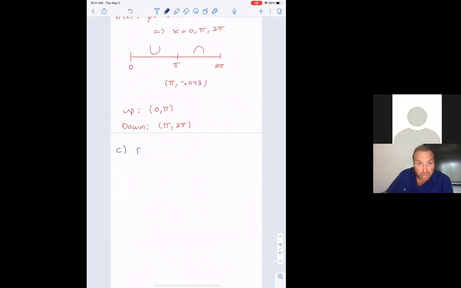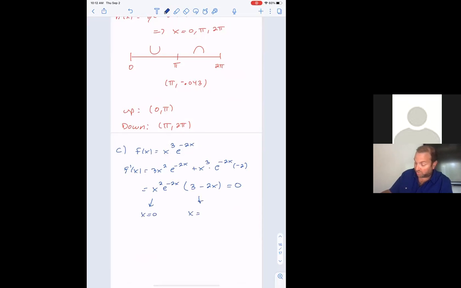So here we have f of x is equal to x cubed e to the negative 2x. So first thing we do, f prime of x, derivative of the first, 3x squared times the second, plus the first untouched, times the derivative of the second, e to the negative 2x times negative 2. If I factor out an x squared e to the negative 2x, I'm left with 3 minus 2x. Where is this equal to 0? When x is equal to 0 or x is equal to 3 over 2, because exponentials are never 0.